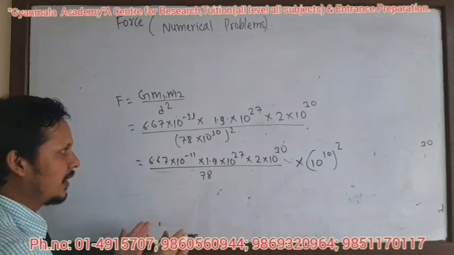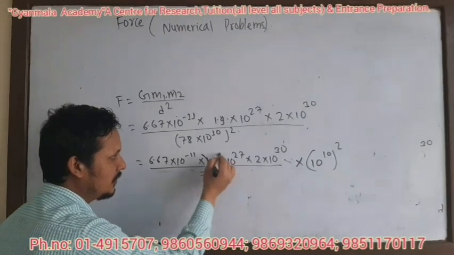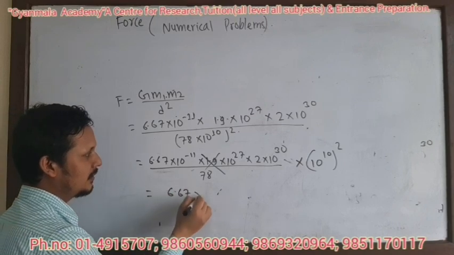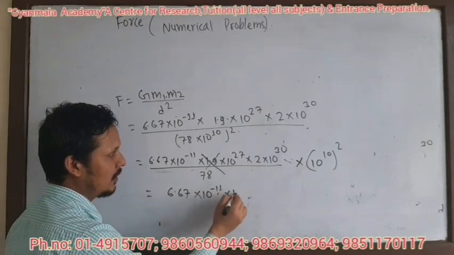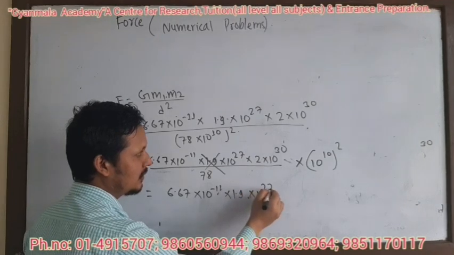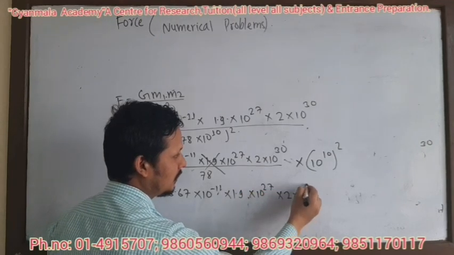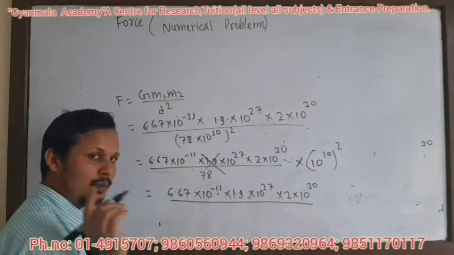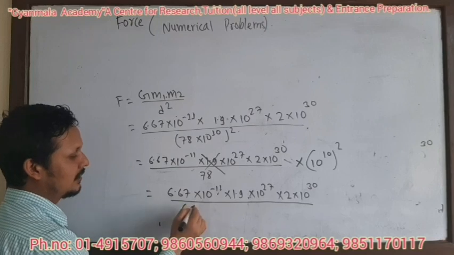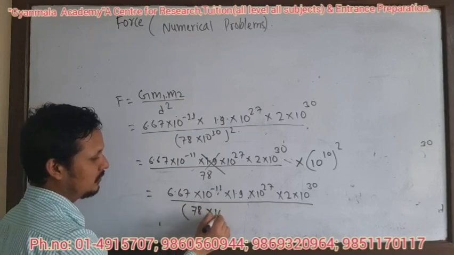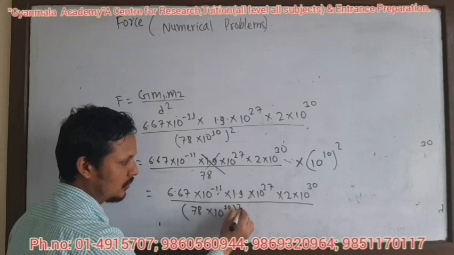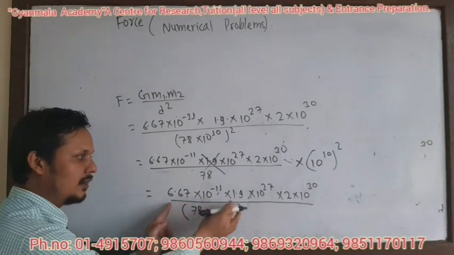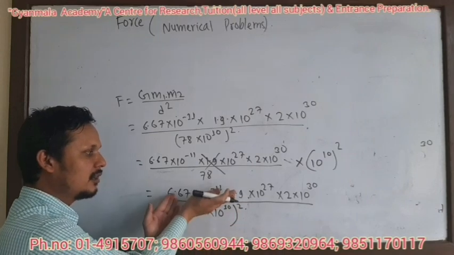So you need to write in the calculator 6.67 into 10 to the power minus 11 into 1.9 into 10 to the power 27 into 2 into 10 to the power 30. Then press divide, and then always use a bracket: bracket 78 into 10 to the power 10 bracket close, whole square. In this case only the calculator will understand that this whole denominator is dividing the upper numerator.